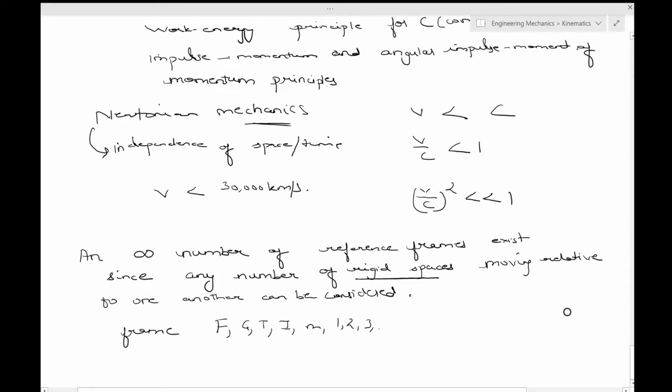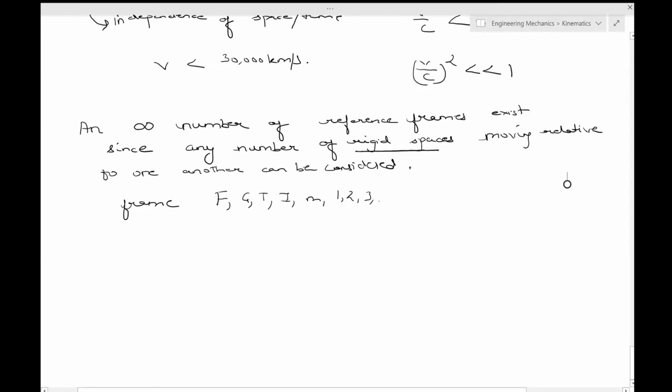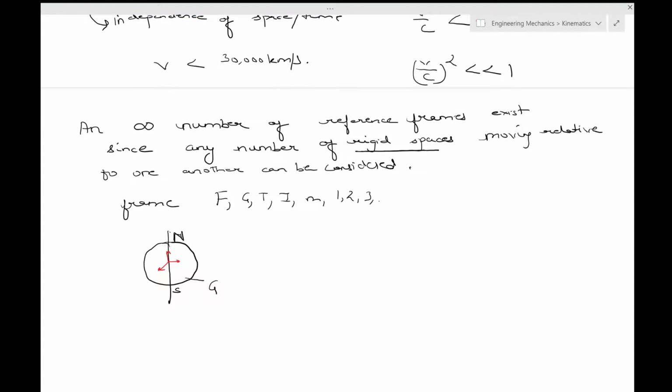Let's draw a few of them. So this is the Earth, you have the North Pole and the South Pole. This is a G frame of reference. It should have a coordinate system, so I'll just draw it over here. Any coordinate system attached to the ground reference frame is the same.